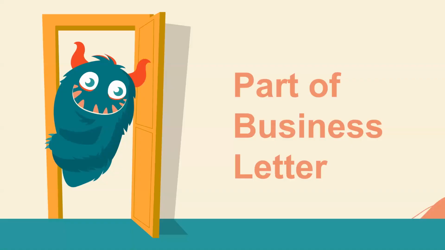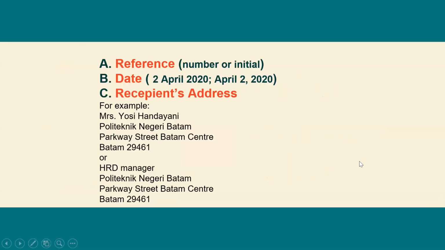Okay, now let's move to parts of business letter. There are normally 9 components that you should remember in writing a business letter. First, reference. Reference is the initial of the writer or typist, or sometimes it can also be initials for filing reference. These may vary in every company or institution.